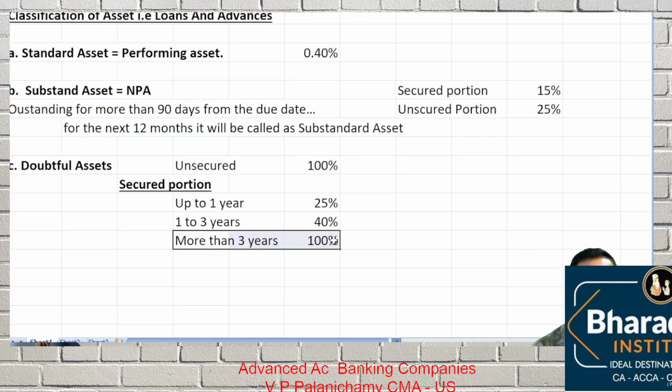So the loan is outstanding for more than 3 years. Though we hold the security, we are unable to sell it and recover the loan. So we create what? 100% provision.